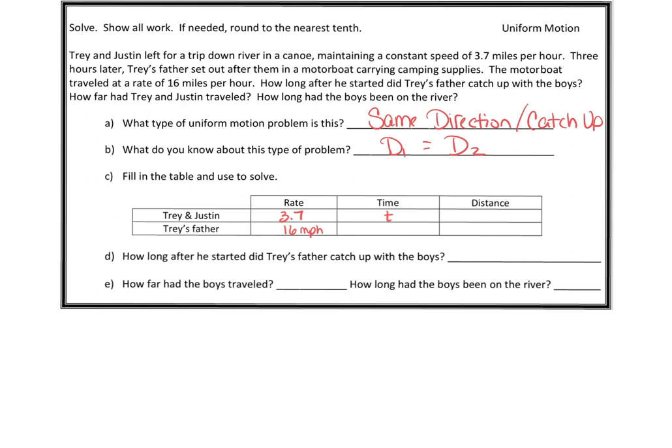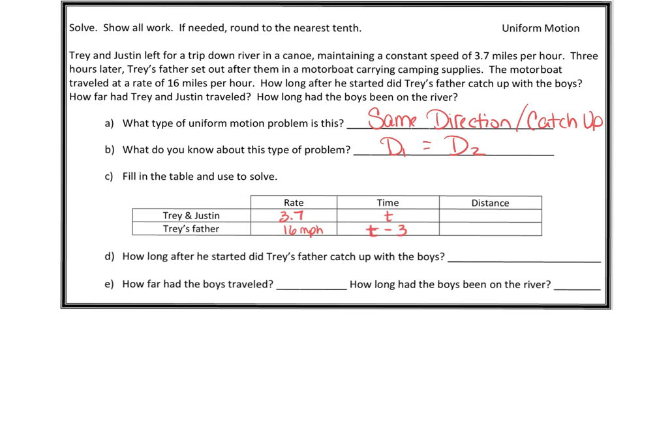Trey's father left 3 hours later. Who traveled longer? The boys or Trey's father? The boys did. He left later, right? Okay. And so if you took their time and subtracted 3 hours, you would get his time. He left later. All right. If they traveled 5 hours, he waited 3 hours before he started driving, right? Or driving the boat. So he only traveled 2. So whoever leaves later is traveling less time. So we're going to take their time and we are going to subtract 3 hours.